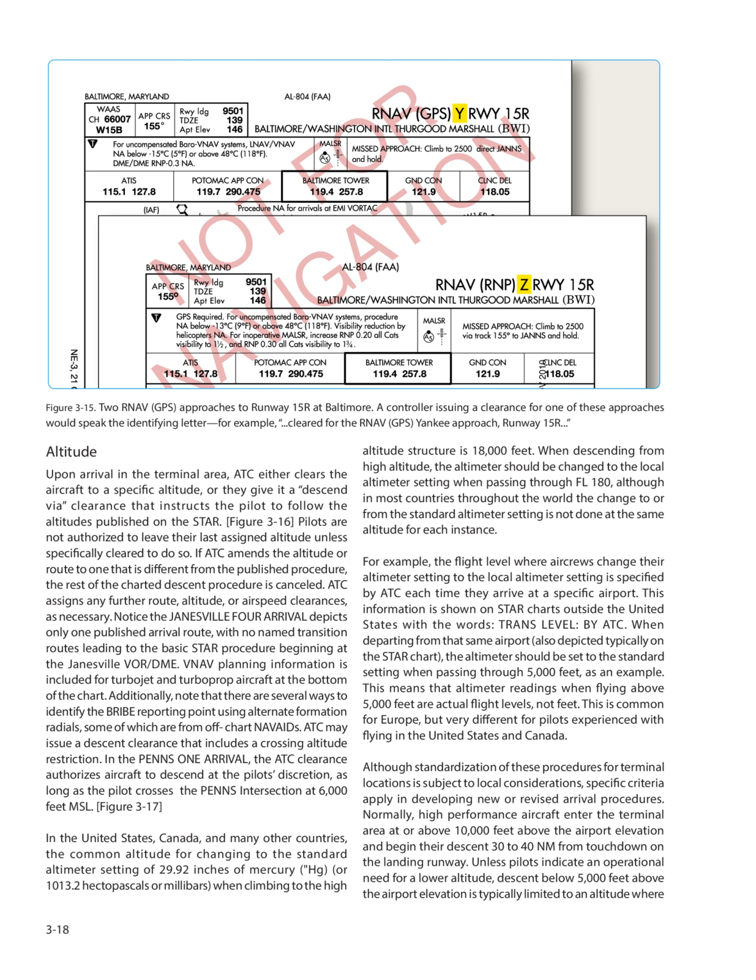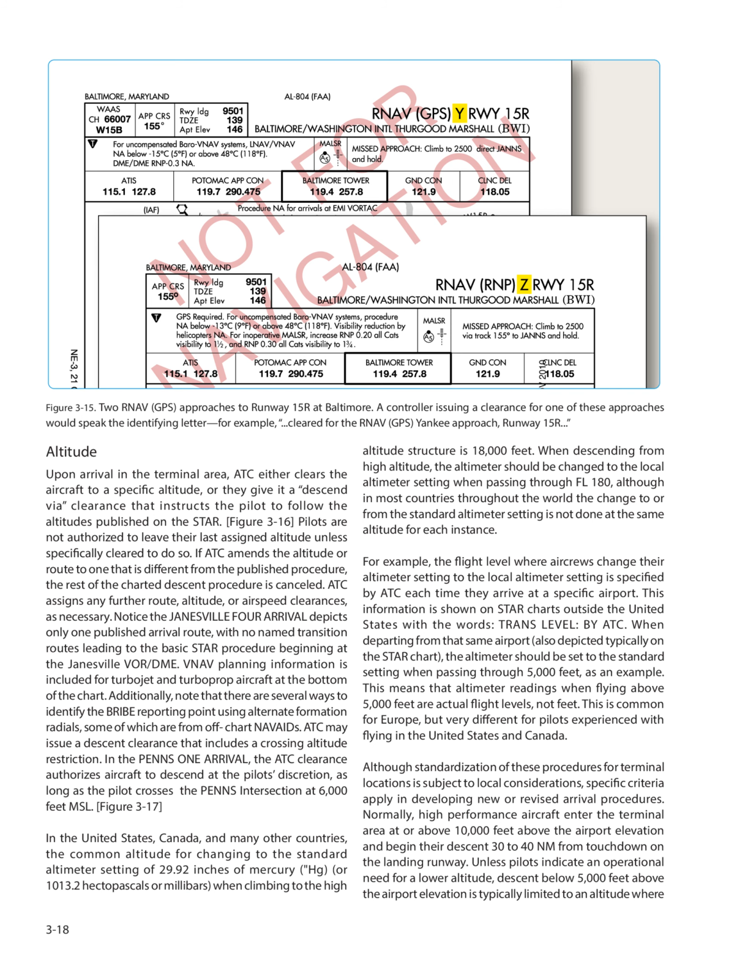When descending from high altitude, the altimeter should be changed to the local altimeter setting when passing through FL 180, although in most countries throughout the world the change to or from the standard altimeter setting is not done at the same altitude for each instance. For example, the flight level where aircrews change their altimeter setting to the local altimeter setting is specified by ATC each time they arrive at a specific airport. This information is shown on STAR charts outside the United States with the word "Trans-level" by ATC.